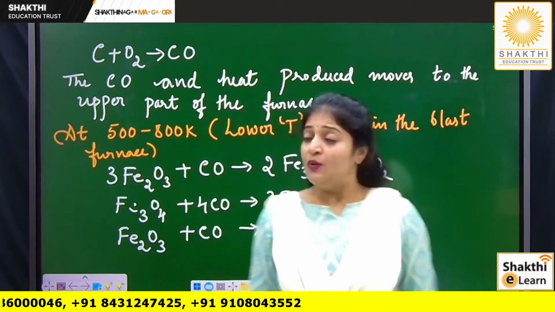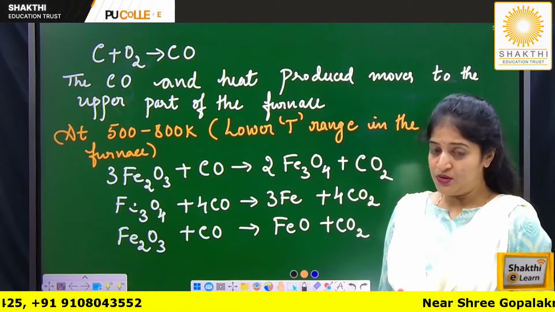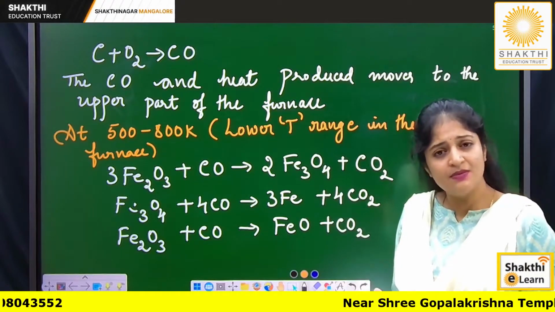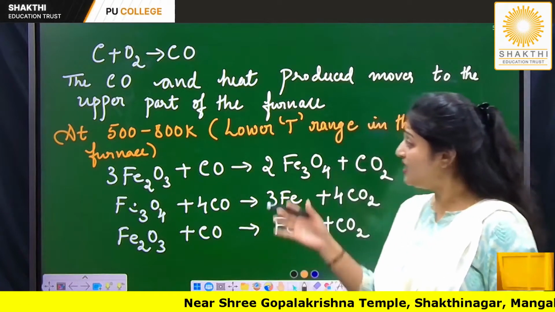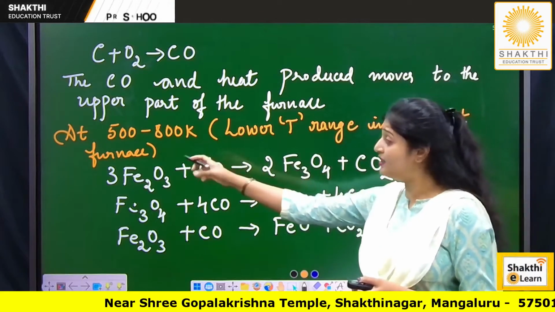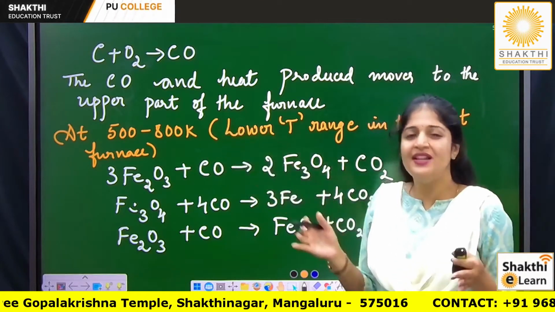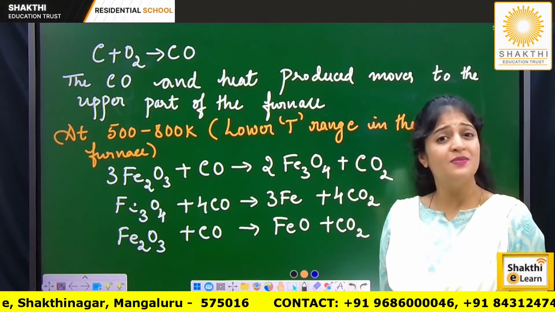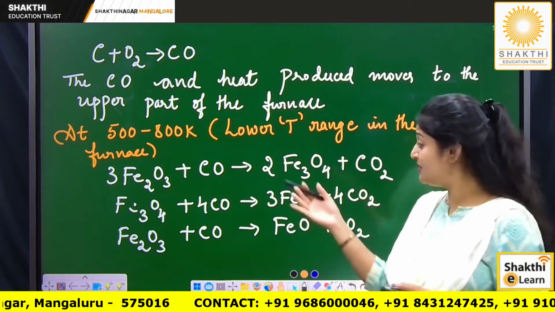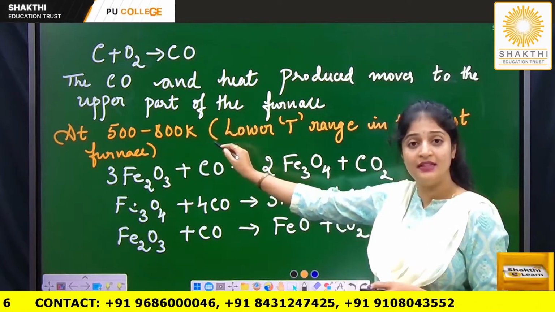Then this provides different temperature zones. So different reactions will take place at the different temperature zones. Now we will study the reactions taking place at 500 to 800 Kelvin. This temperature range is considered to be the lower temperature range. So what are the possible reactions taking place in this particular temperature range between 500 to 800 Kelvin?